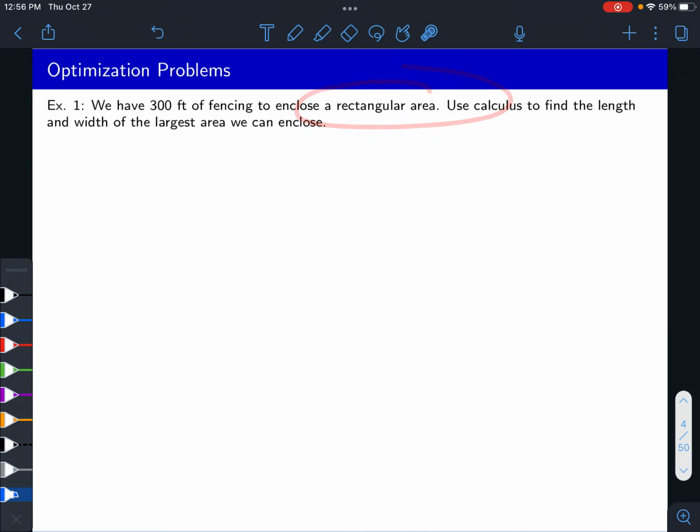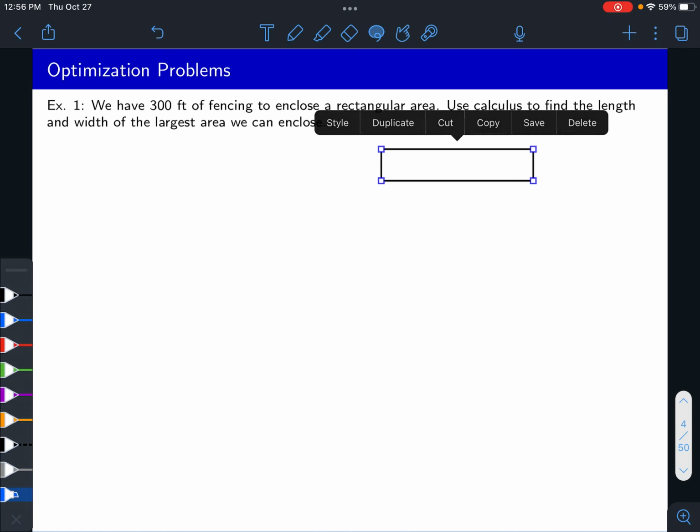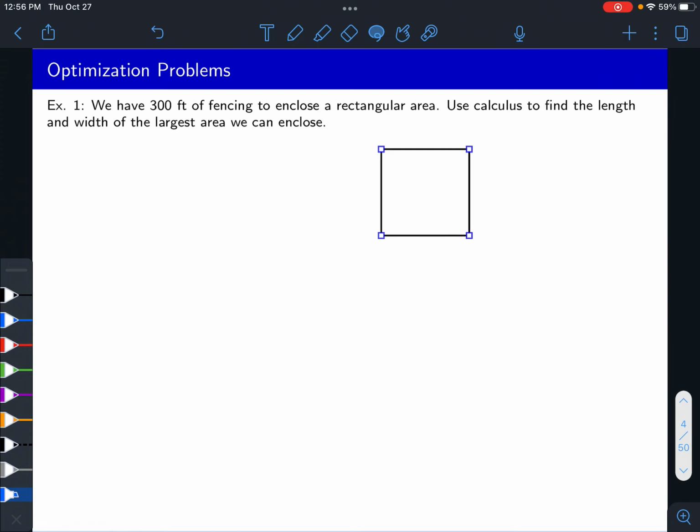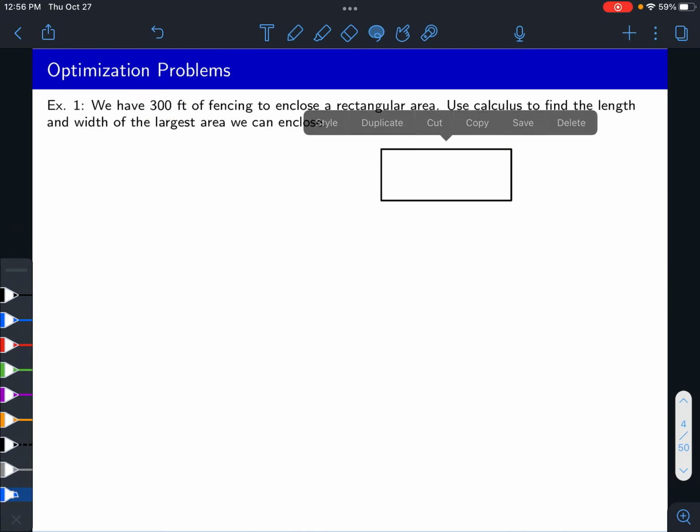Your intuition should probably tell you that if this is going to be a rectangular area, using a small and skinny rectangle is not going to give you as much area as a square would. So your intuition should probably be telling you that the best way to maximize area would be to use this 300 feet of fencing as a square. But let's use calculus to actually justify this for ourselves.